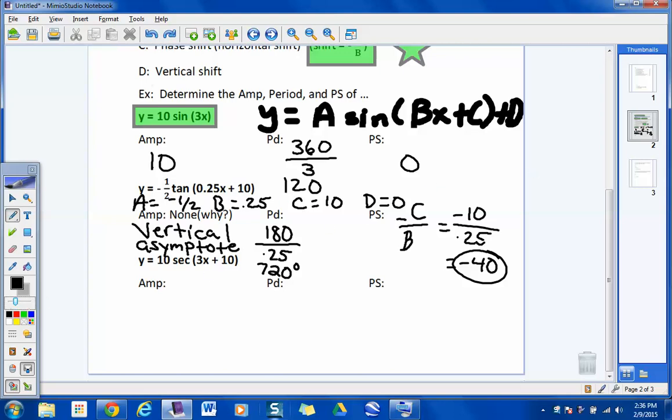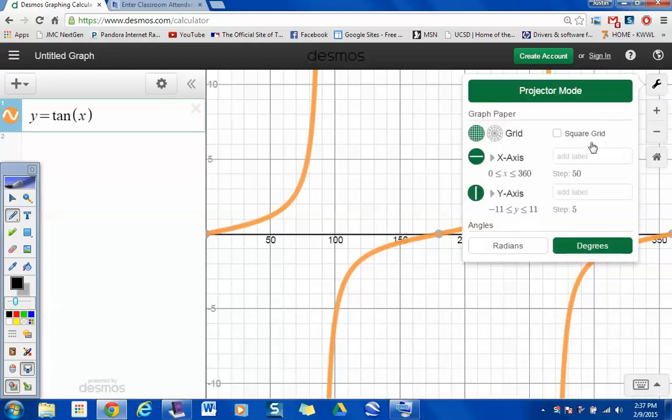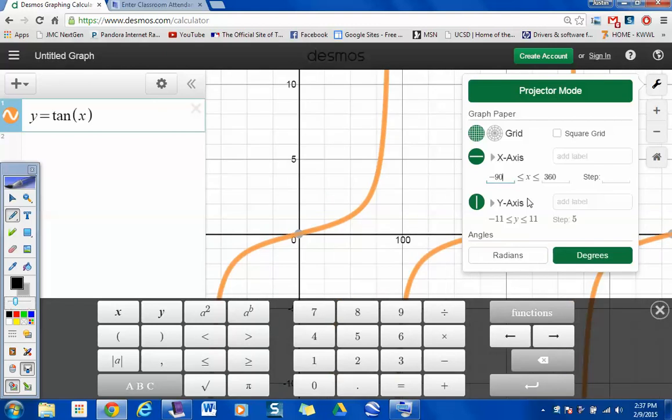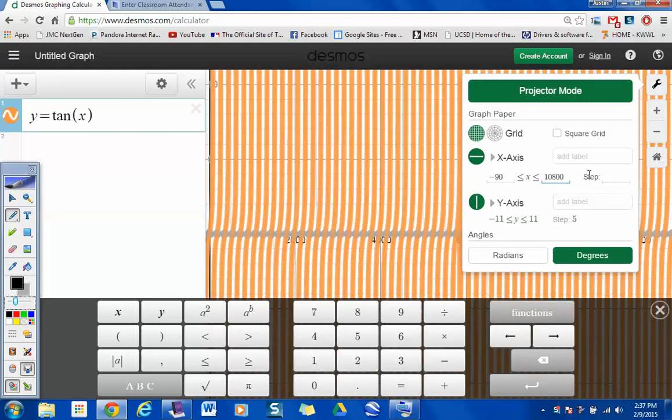Okay, here's what I've got. We've got the original function y is equal to tangent of x. I'm going to change this here because what did we say that our new cycle time was going to be? Every 720, is that right? Okay, I'm going to change this from about negative 90 degrees to about every 1080. 1080, that'll work. Okay, I don't want that much. That's what I want.